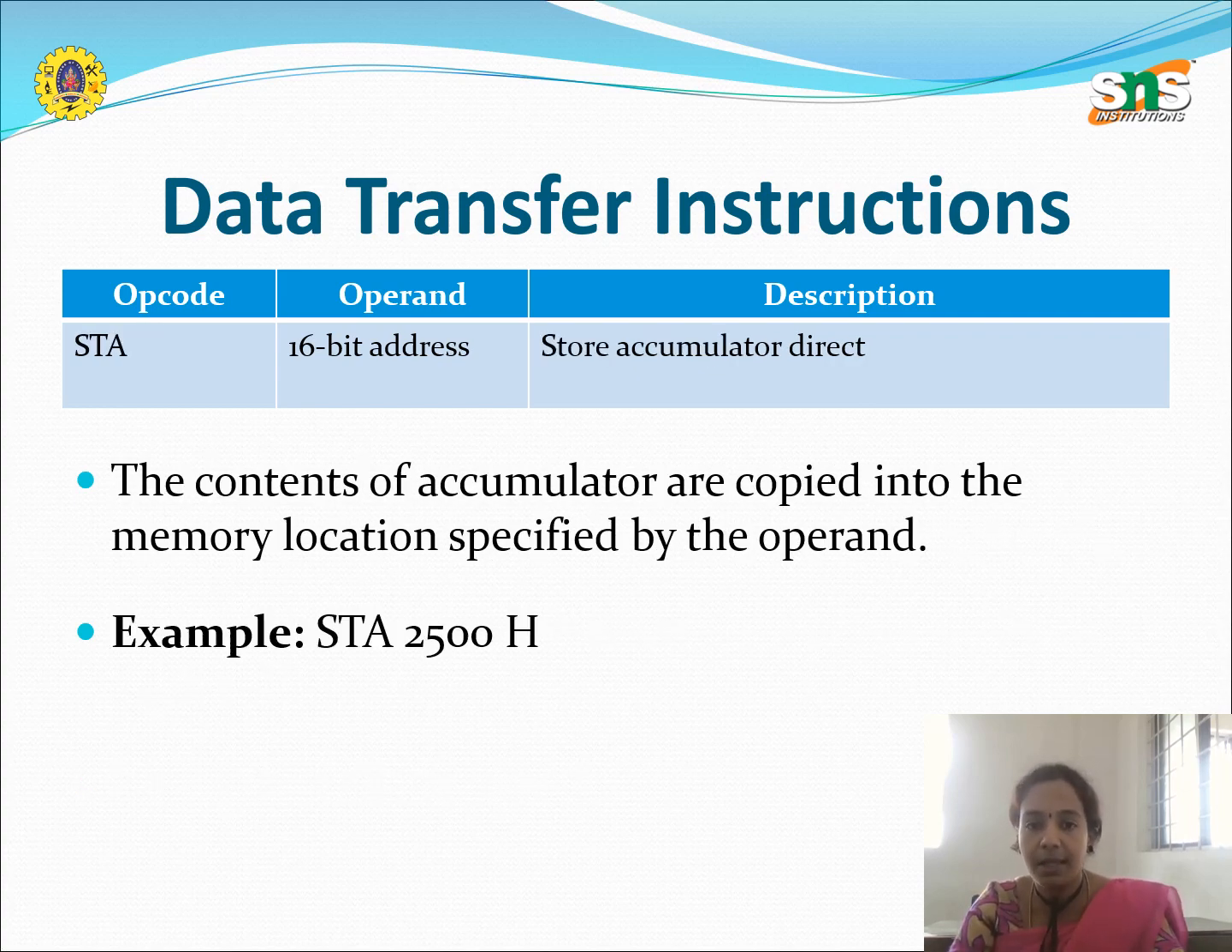Next one is the STA. Store accumulator direct. The contents of the accumulator are copied into the memory location specified by the operand. So STA means store the accumulator content in the address location 2500H.